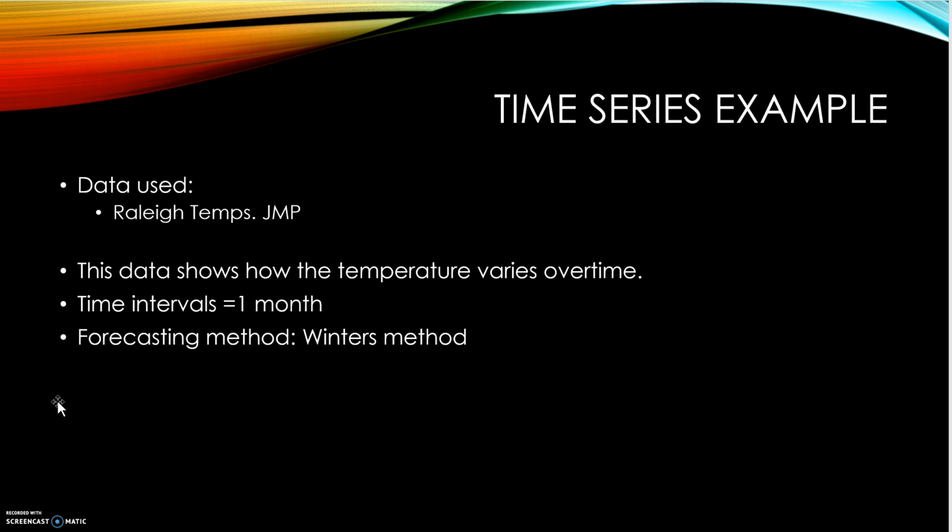For our time series example, we're going to be using the RaleighTemps.jump data. This data shows how the temperature varies over time. The intervals are exactly 1 month, and we're going to be using the Winters method as our forecasting method.